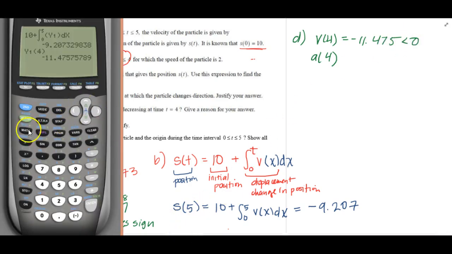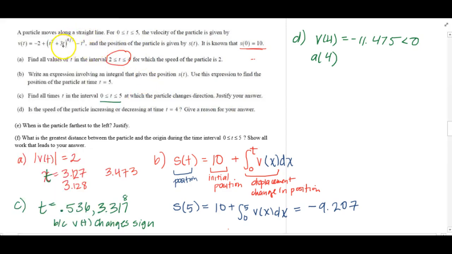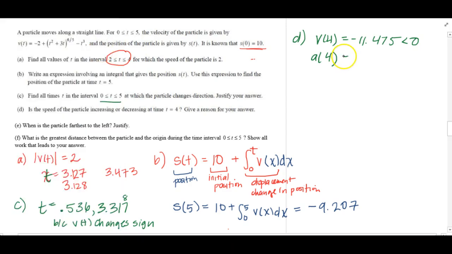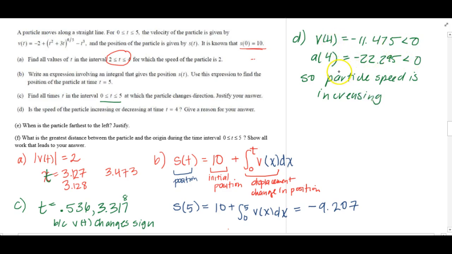And then again, because I have my calculator, this is not a hard problem at all. I am not being asked to, although we totally could and you should be able to, find the derivative of this, the acceleration, by hand. I can just go ahead and go to Math 8. We should really remember the shortcuts by now. And find the derivative with respect to x of y1 at that value 4. And we get another negative value. So we get negative 22.295, which is also less than 0. So v of 4 is negative, a of 4 is negative, so the particle speed is increasing. And the reason for our answer is already present, that v of 4 and a of 4 are both negative. So the speed of the particle is increasing because v of 4 and a of 4 have the same sign.